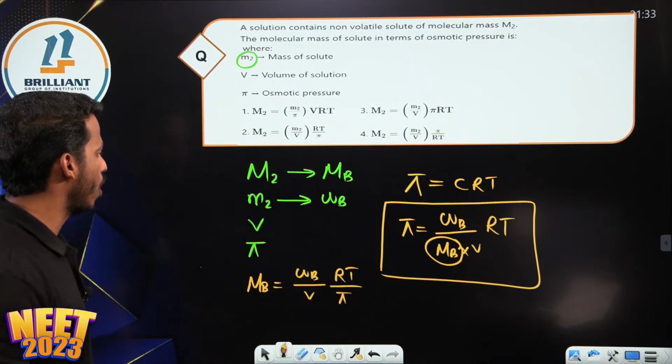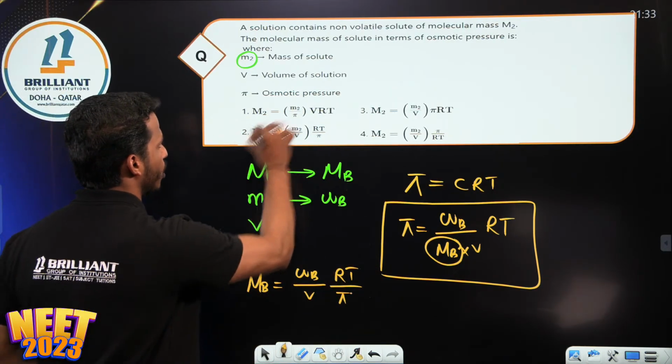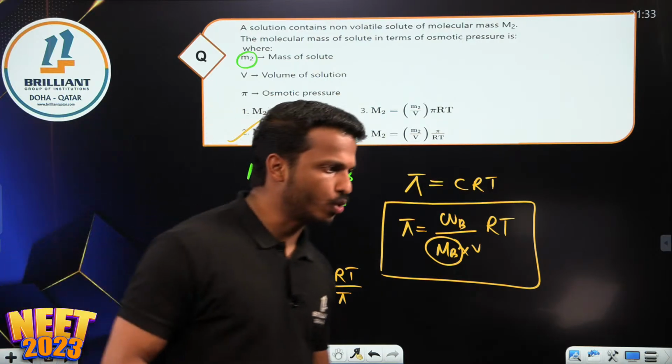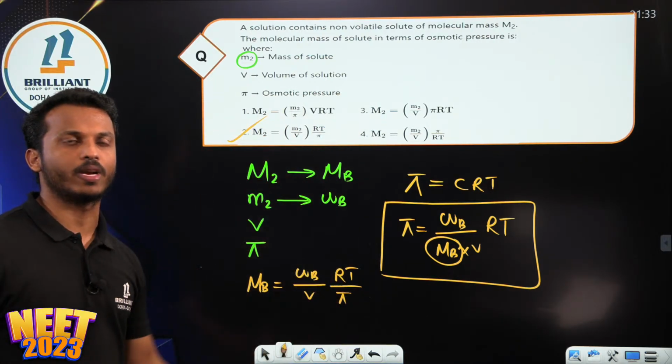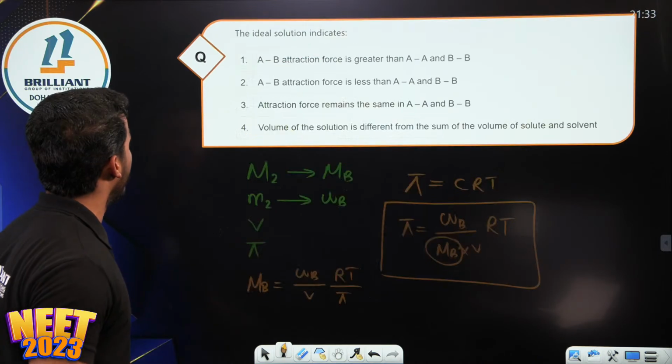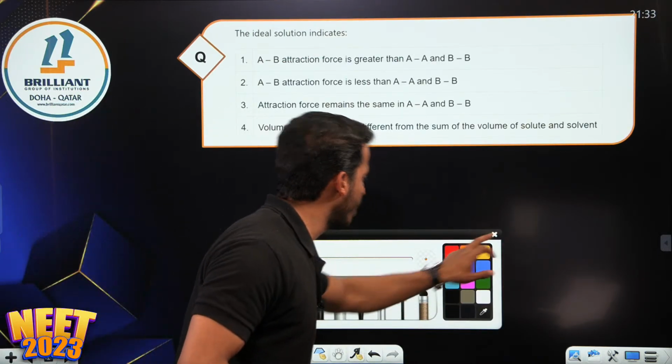Where is this answer, dear all? Is it option 2? That is option 2, no doubt. Option 2 is just a rearrangement, dear all. Option 2 is the correct answer. Next question. Come on, fast, dear all.